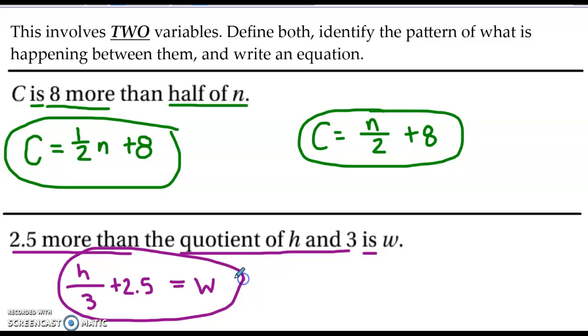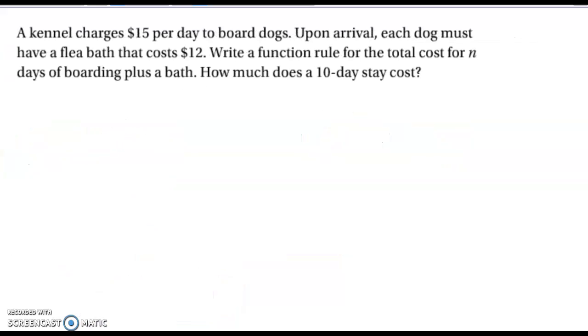So you've done this with one or two variables, but now it is an equation, right? So you're going to have an equation. All right, so let's start looking at this. A kennel charges $15 per day to board dogs. That's probably important. $15 a day to board dogs. Upon arrival, each dog must have a flea bath that costs $12. So a flea bath has a cost of $12. Write a function rule for the total cost for n days of boarding plus a bath. How much does a 10-day stay cost? So that's the second part.